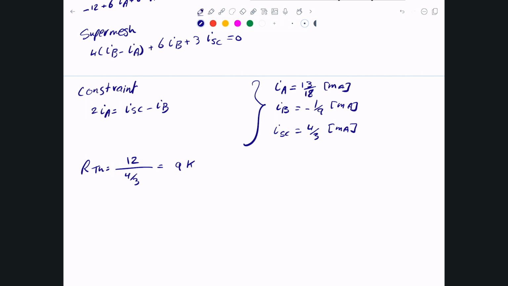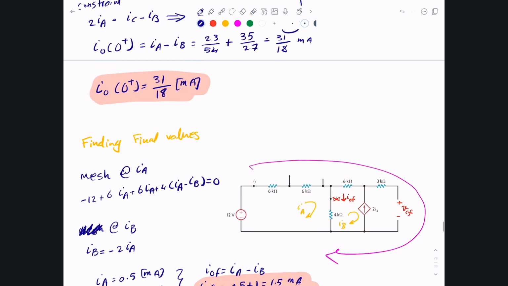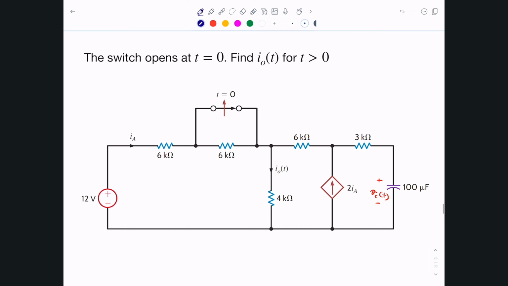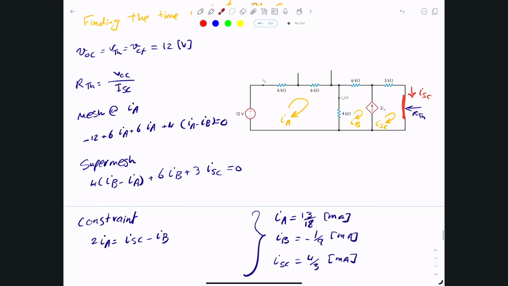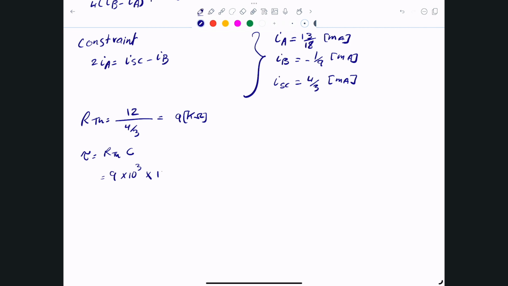and that should be equal to 9 kilo ohms. So that means tau is simply R Thevenin times C, which is 9 times 10 to the power 3, and the capacitor is, I believe, 100 microfarads. It is 100 microfarads, it's here. So we just write times 100 times 10 to the -6, and what we'll end up with is 0.9 seconds. So that's basically tau. Tau equals 0.9 seconds.